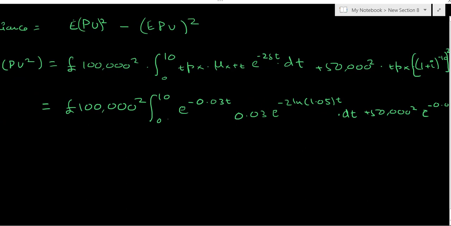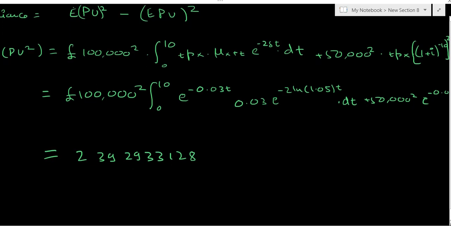Now if you evaluate this, if you integrate this and everything, I'm giving it to you directly, the answer comes out to be 2392933.128. So this is your answer.